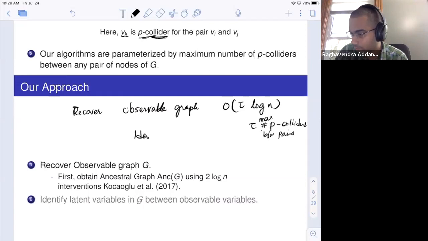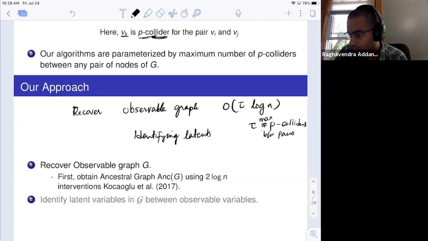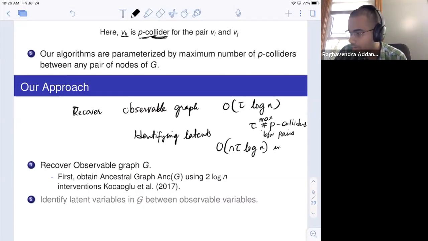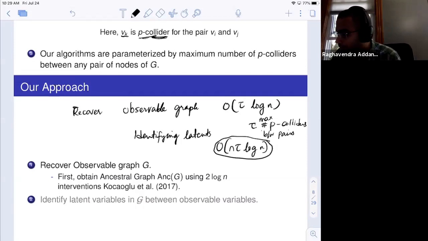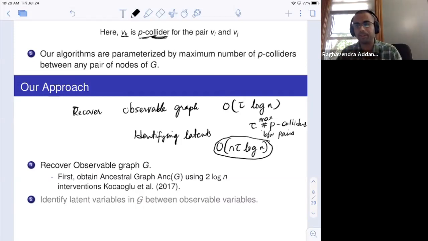For identifying latents, we use order of n tau log n interventions. This might seem like this is more than n, but the lower bound which I mentioned earlier is only for identifying the observable graph. So in some sense, this is not actually beating the lower bound. So the overall number of interventions is n tau log n plus tau log n.